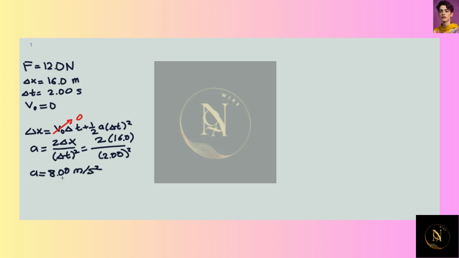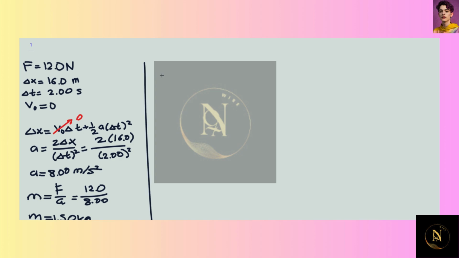Good. Now we apply Newton's second law to find the mass. That'll come out to be force divided by acceleration. So that's 12.0 divided by 8.00, and we get a mass of 1.50 kilograms. Let's not put a box around that, but let's underline it because that's an important number for later on. So that was experiment number 1. Let's do experiment number 2.